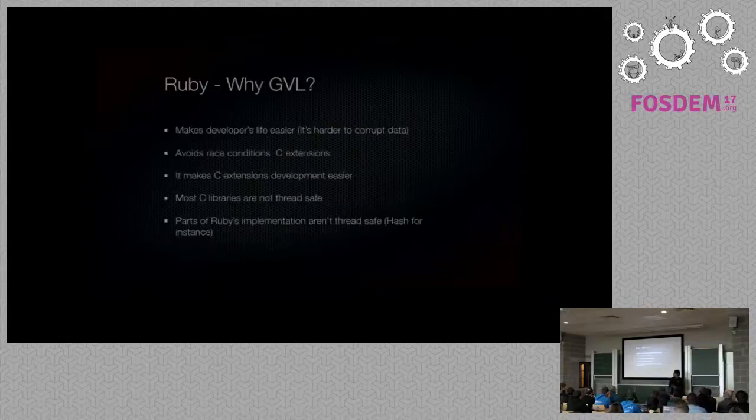So why GVL? GVL makes developers' life easier. Matz says he can't remove GVL, because without GVL you will have race conditions, because of C extensions. It makes C extension development easier. Most C libraries are not thread safe. Parts of Ruby's implementation are not thread safe.